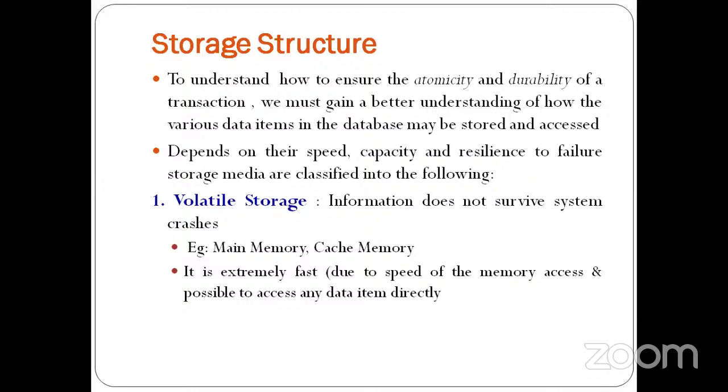Here it is extremely fast due to the speed of memory access. It is possible to access any data item directly, and examples are main memory and cache memory. Main memory will not hold large amounts of data. So whenever any system failure occurs, the information does not survive for a longer time. It will be there, but it will not survive for years and years.